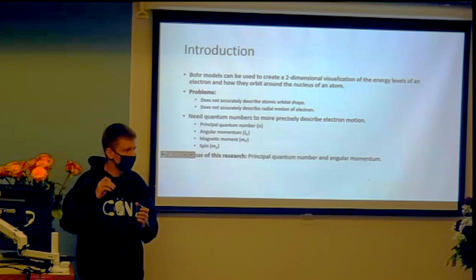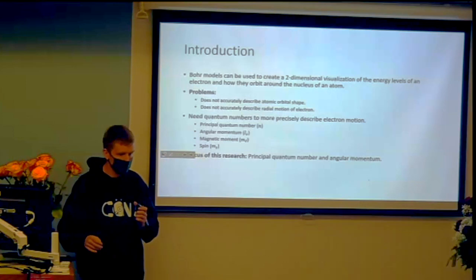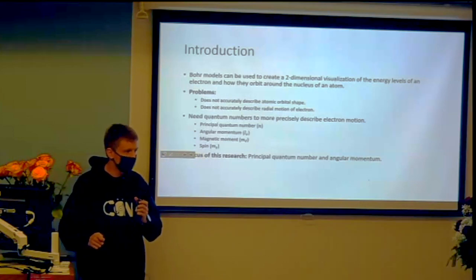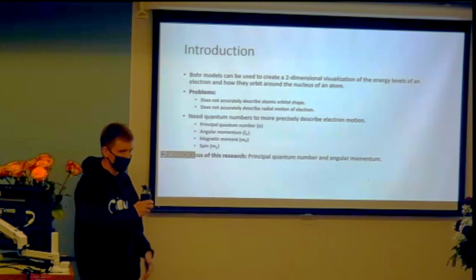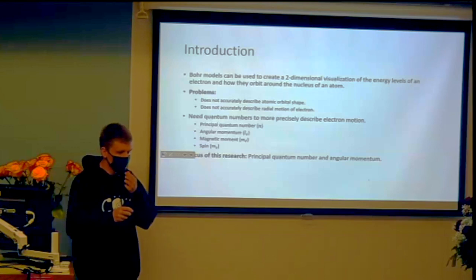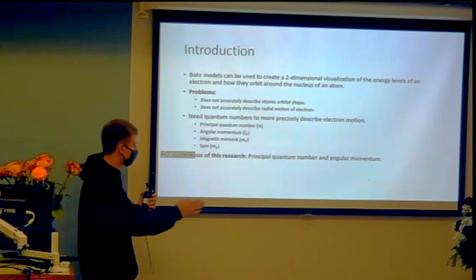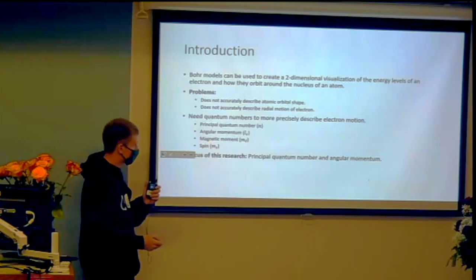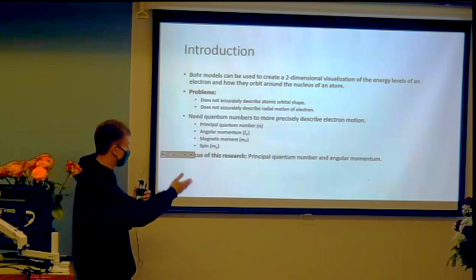However, we run into some problems with this model because it doesn't accurately describe the path the electron takes, nor does it describe the radial motion as well. So to address this problem, we use quantum numbers, which I have listed here. A lot of us are already familiar with them, but the scope of this research is to model how, in particular, angular momentum affects how the model or the atom rotates at different energy levels by the principal quantum number.